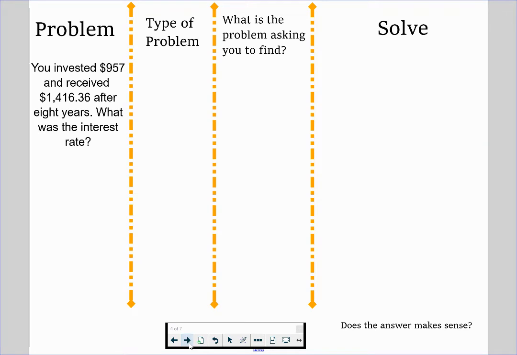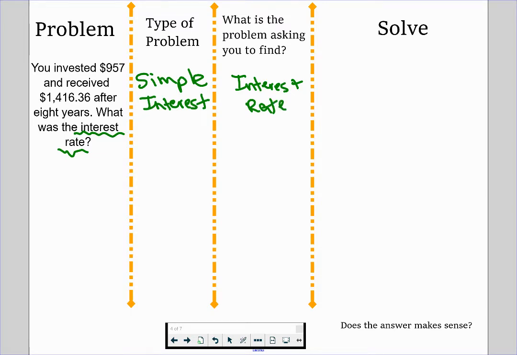The next one says you invested $957 and received $1,416.36 after 8 years. What was the interest rate? When we hear words about interest rate, we should probably think that it's going to be related to our simple interest type problem. And the problem is asking me to find the interest rate.